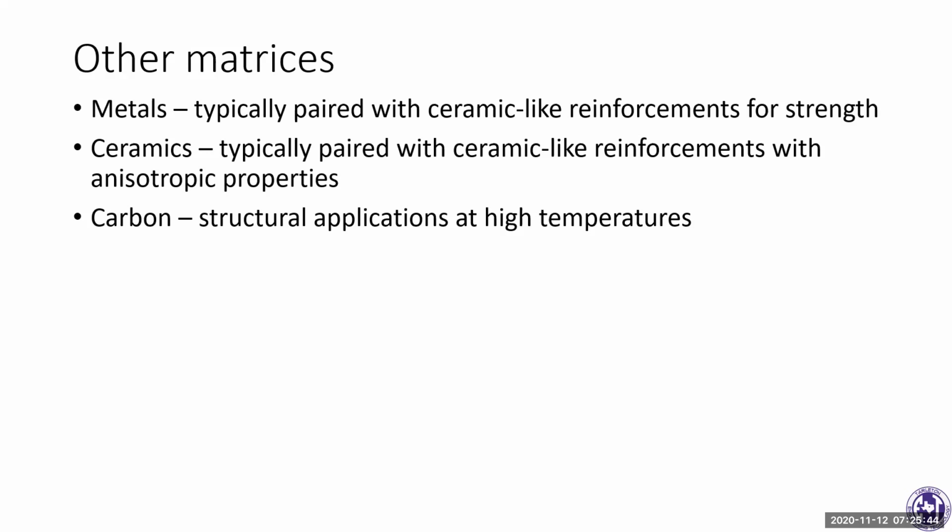Carbon-carbon composites have matrices of carbon and are considered by some as a subclass of ceramic matrix composites. Both the matrix and the reinforcement are made from carbon. These are used in hot environments, like the heat protection panels for the space shuttle.